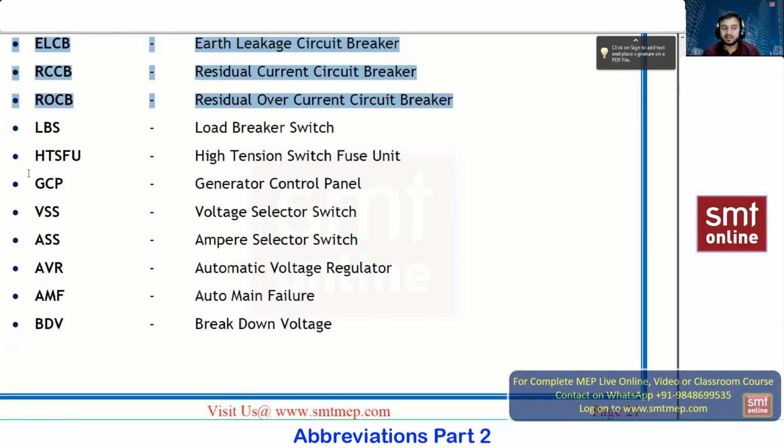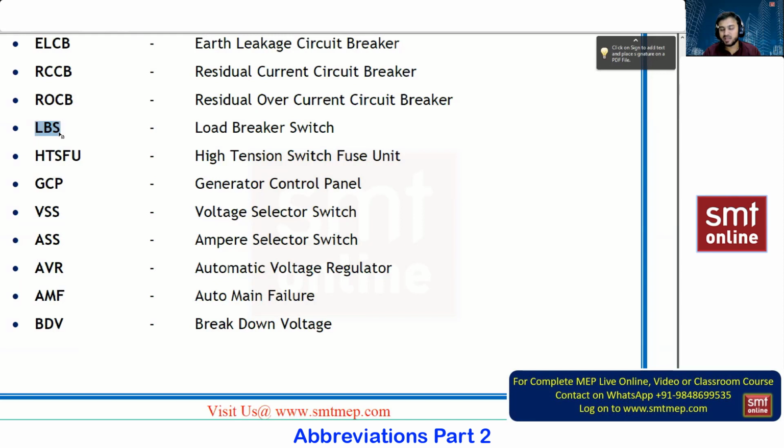Next, we have the LBS, nothing but the load breaker switch. This is actually a highly rated mechanical switch, which you can find especially at the main areas. If you're having any kind of huge size of machines, or if you have any kind of transformers, or if you have any kind of heavy loads, at that point we are going to use this. These are manually operated.